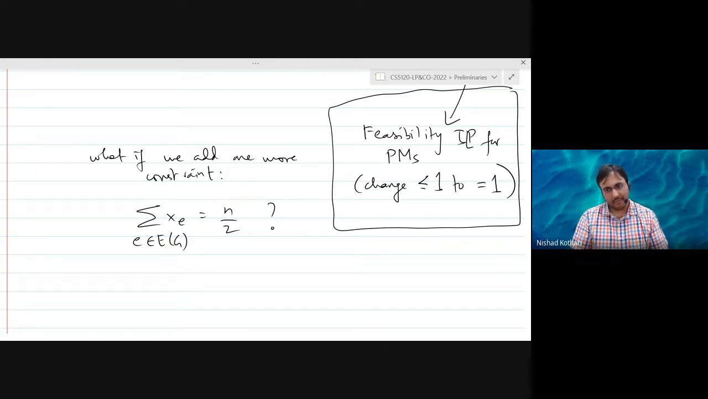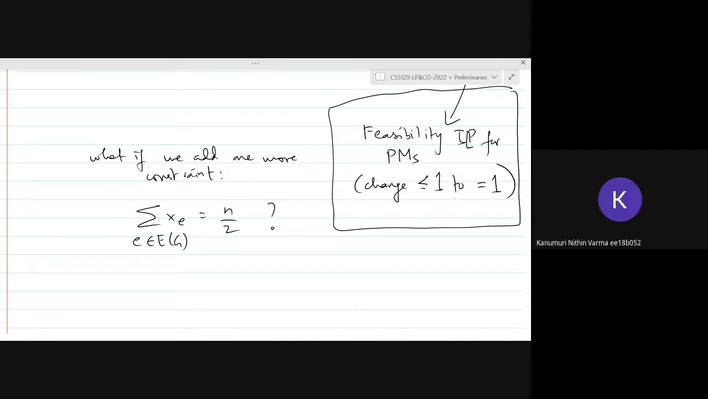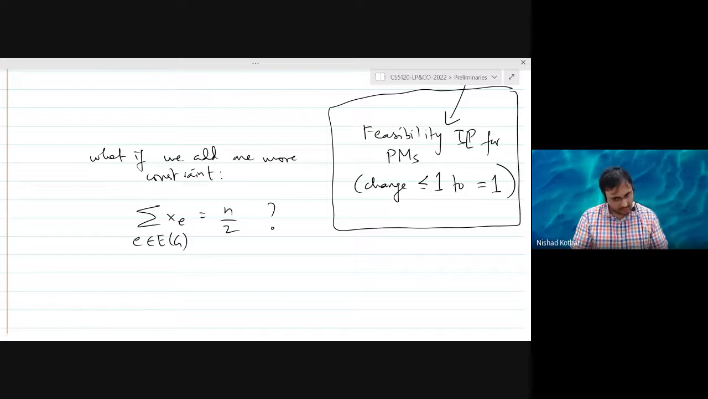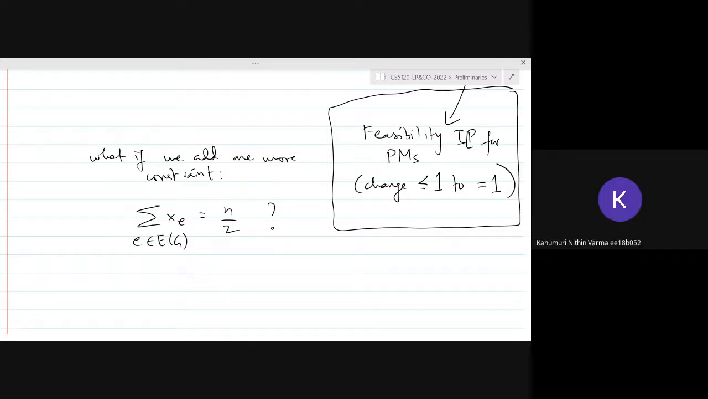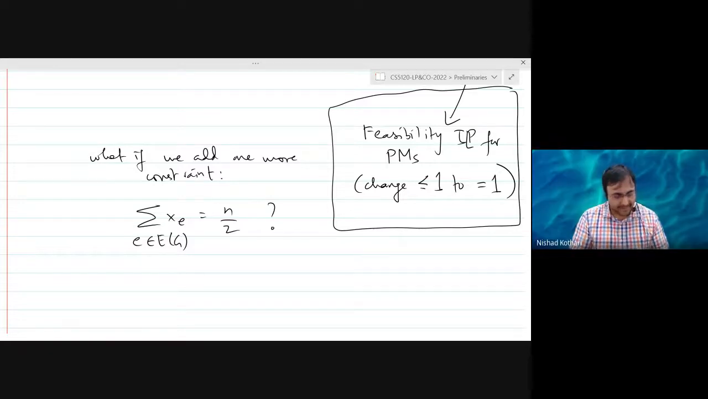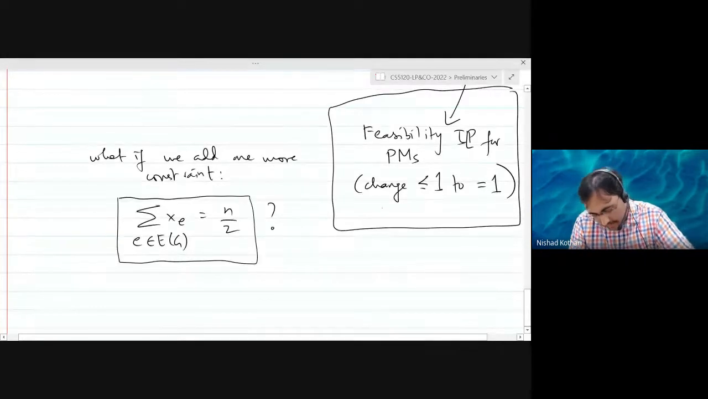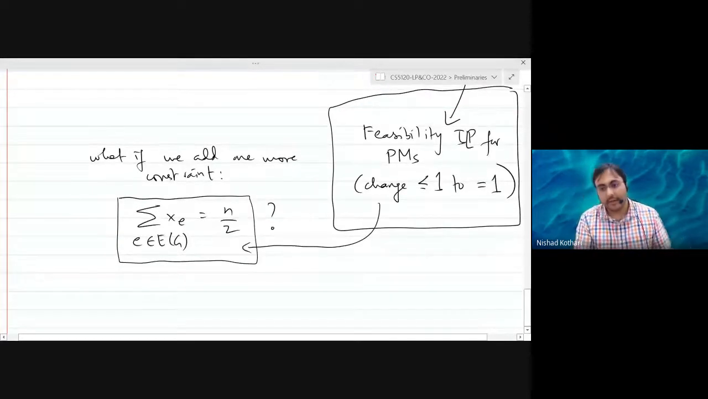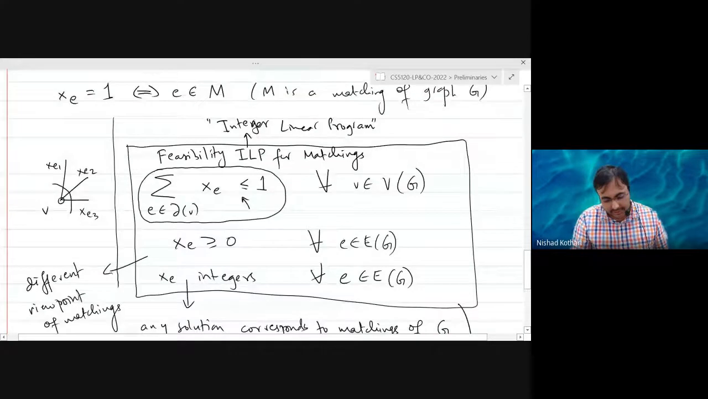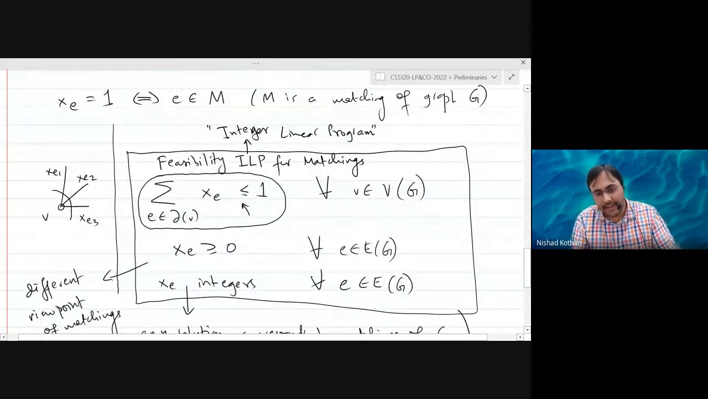Anyone? I mean, we have that constraint, right? Like for every vertex, the summation of x equals 1. Okay, go ahead. If we add all those constraints, we get 2 times the summation of x_e over all edges. Right, exactly. So this constraint is actually implied by all of these constraints. If you add up all the equations, then you will get exactly that the summation over all the edges is going to be equal to n over 2.